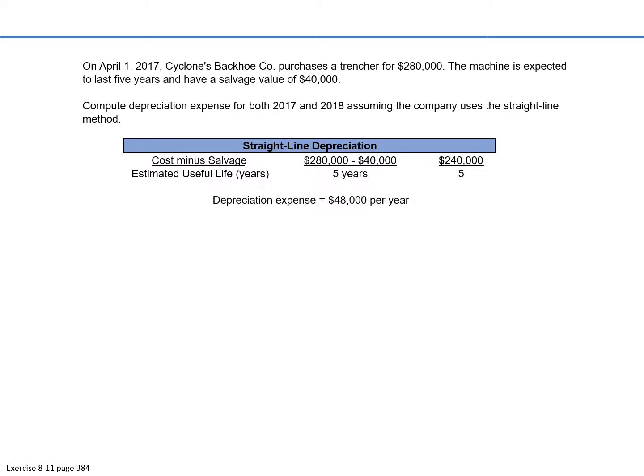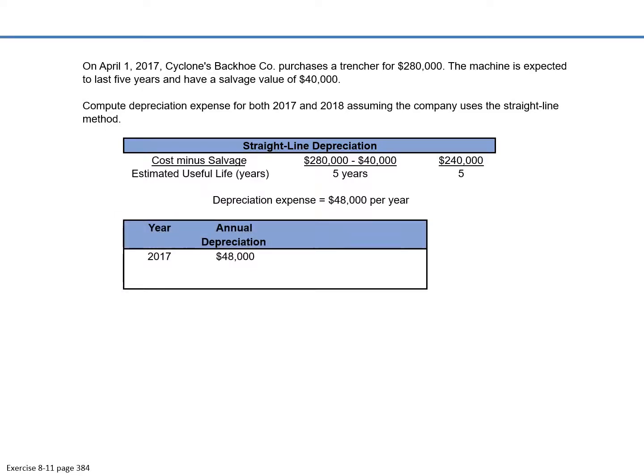Depreciation expense per year of $48,000. All right, so annual depreciation for 17, 48,000. Annual depreciation for 18. Oh, I almost goofed and did what I keep telling you guys to pay attention to. Hey, don't do what I just about did. See, they bought it on April 1st of 17. Do you see that? So in 17, here's your problem.